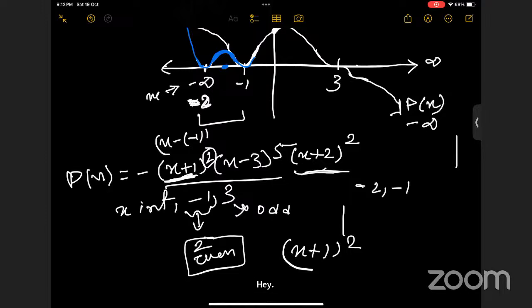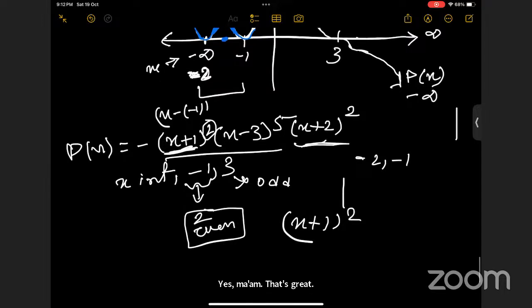That was the concept. Is it clear? Yes, ma'am. That's good, thank you, ma'am. Yeah, ma'am, I'm aware of multiplicity at a point. Yeah, you're correct. What were you saying?